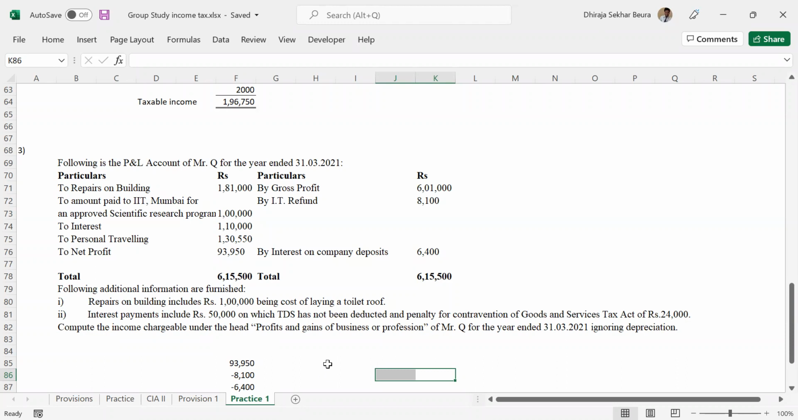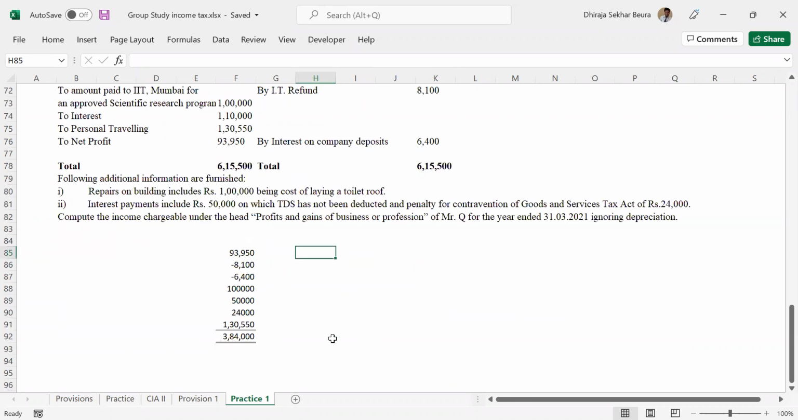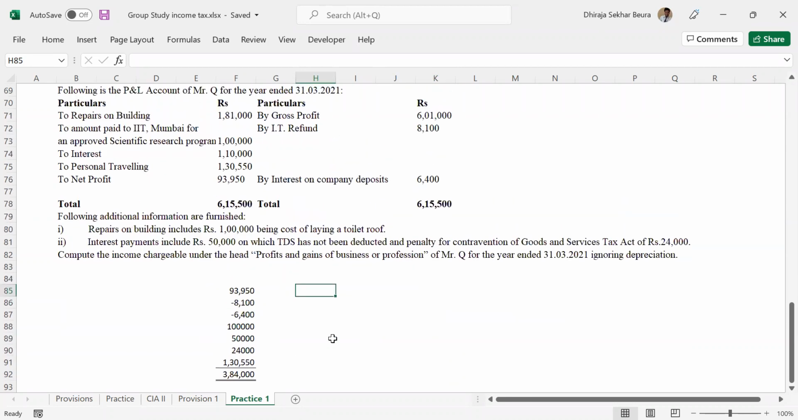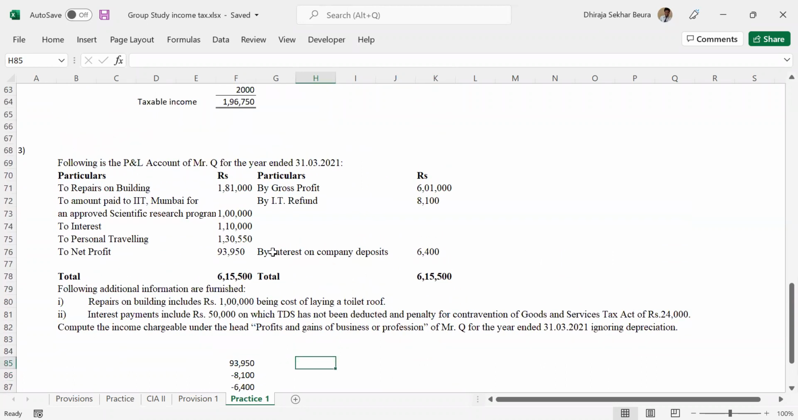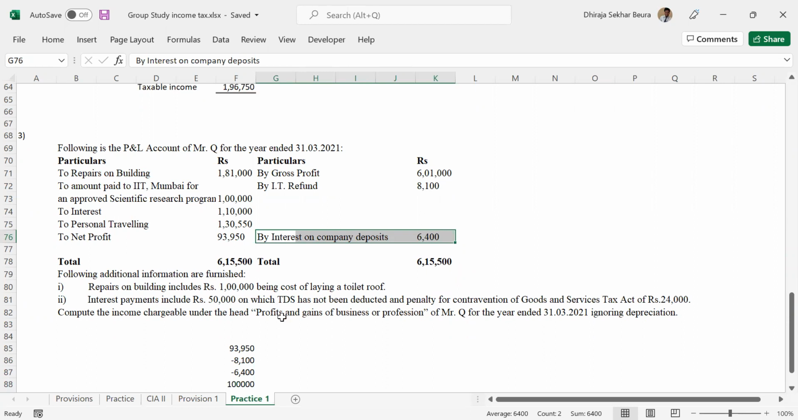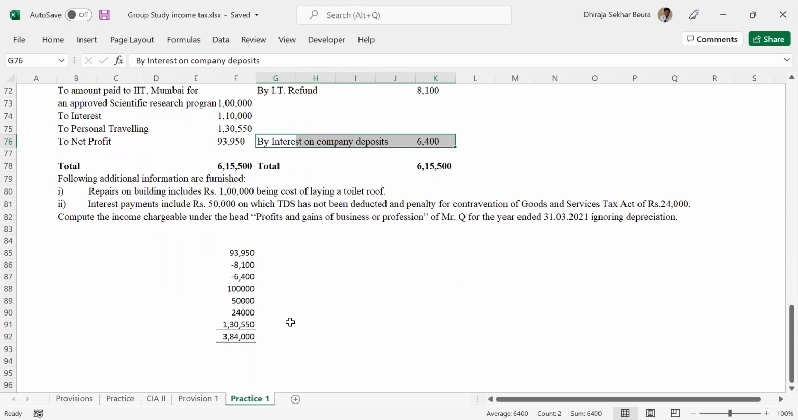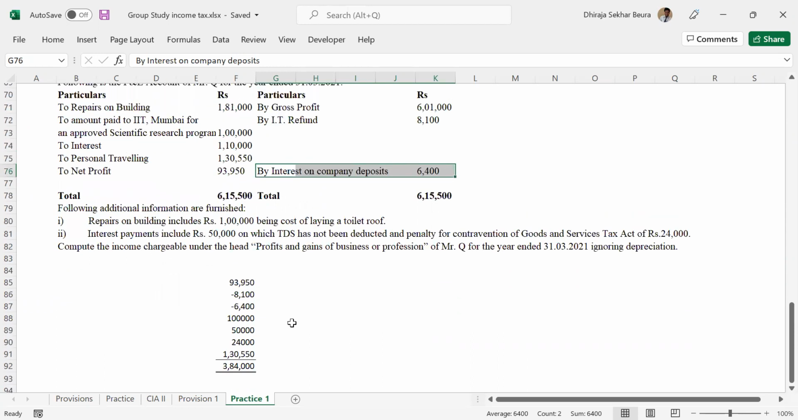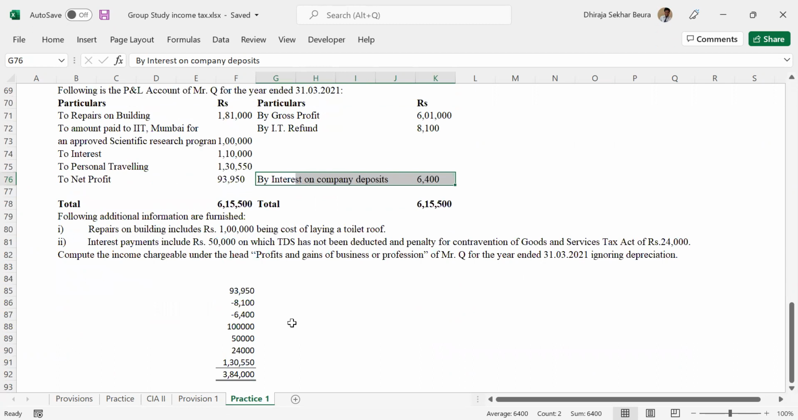Anybody got the answer? Is it 3,47,450? No. One more point. The 6,400 is taxable under income from other sources, not profits and gains of business or profession. 3,83,450? No, it is not that. It should be 384.